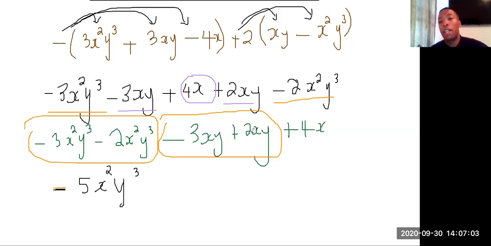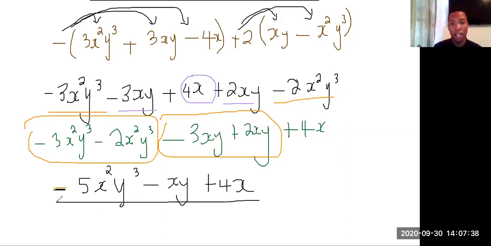Negative 3xy plus 2xy is negative xy. I apologize. Don't let the variables fool you. It's still done the same way. If I said to you negative 3 plus 2, you would tell me it's negative 1. You're on the number line at negative 3 and you go over 2. It's still negative 1. It's just that the xy is there. It's my term. And then that's plus 4x. So that right there would be my answer for that question.